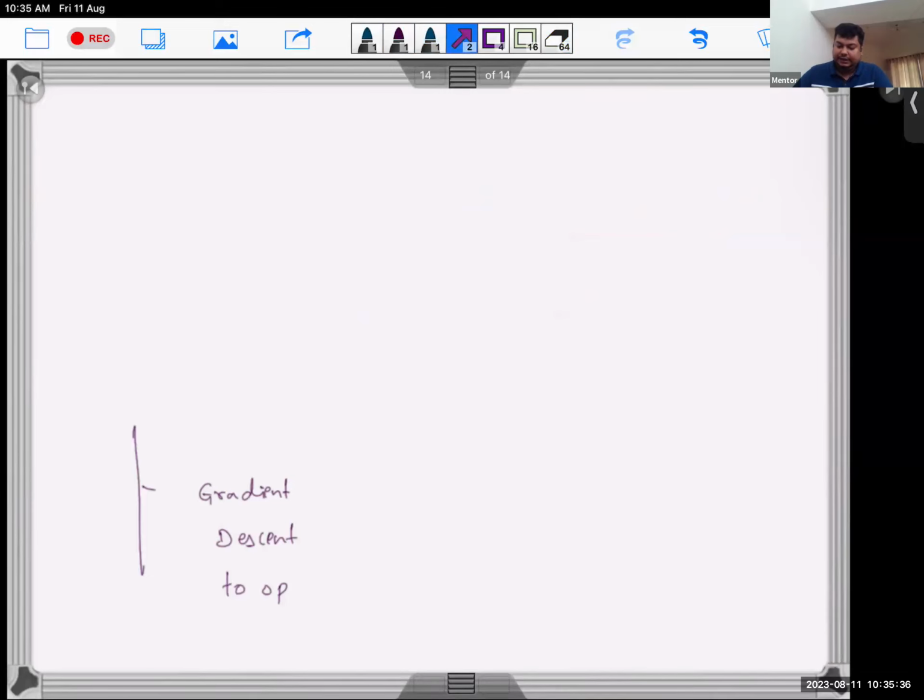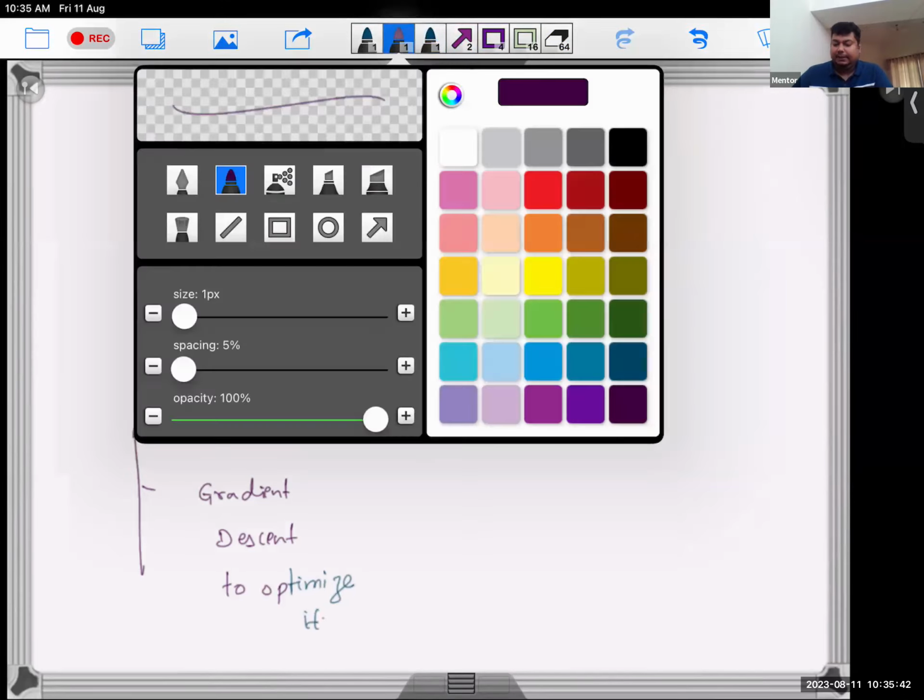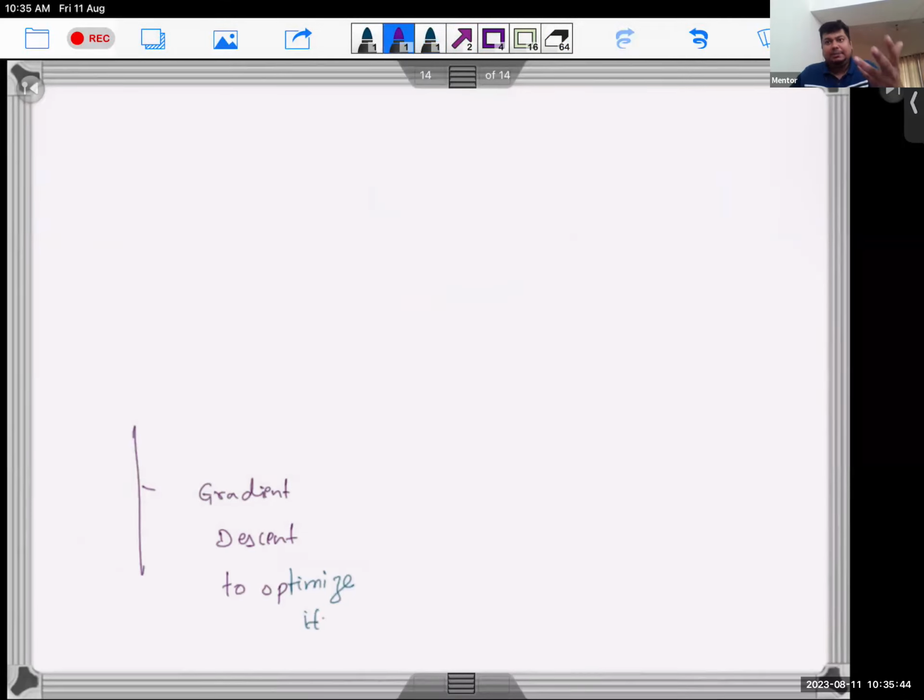So you use gradient descent to optimize it. By the way, in the implementation you will see that there are advanced variants of gradient descent. So don't get bogged down by the names. You use variants of gradient descent to optimize it.